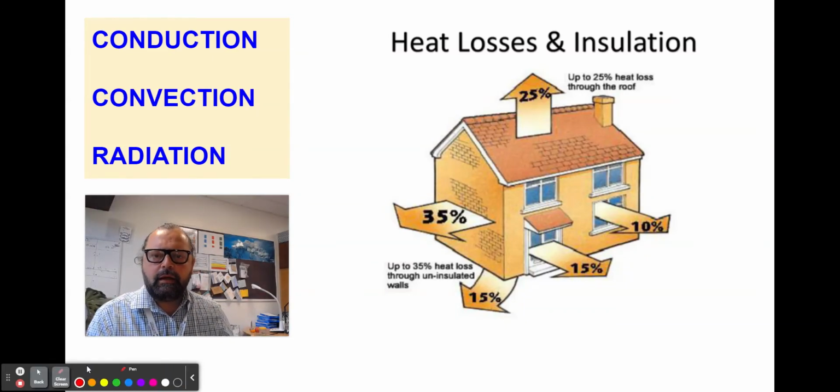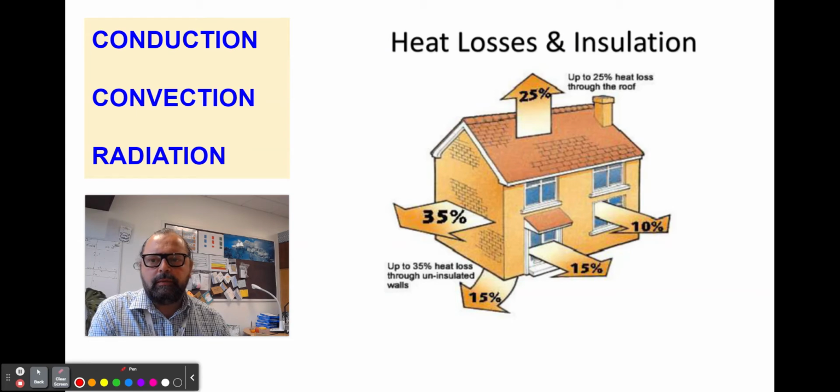Okay, hi everybody. We're talking about heat transfer here, and you can see in blue the three ways in which heat can be transferred from one place to another. So remembering that heat energy will always move from where it's hotter to where it's colder, and we use these words to describe the different ways in which heat energy can move.